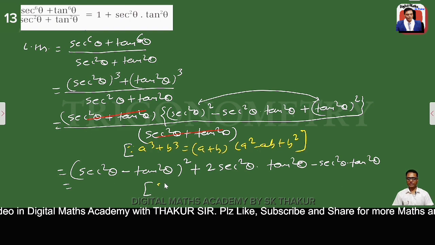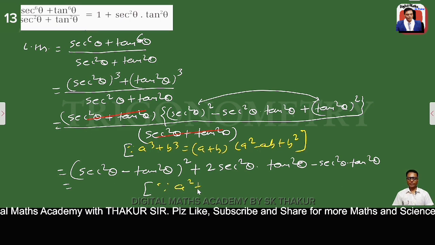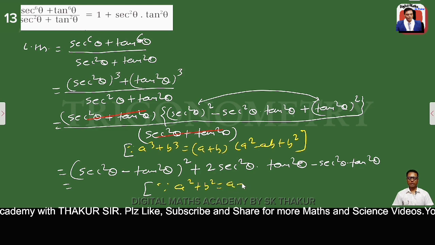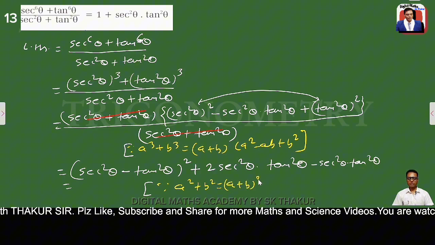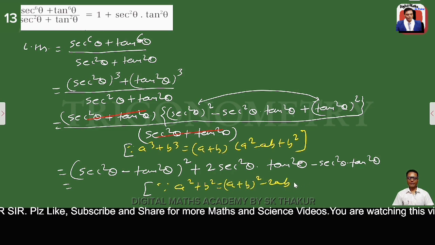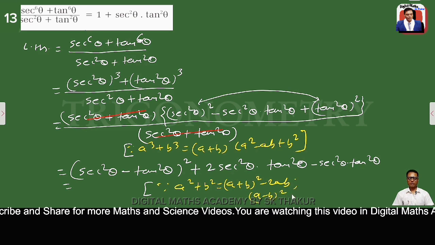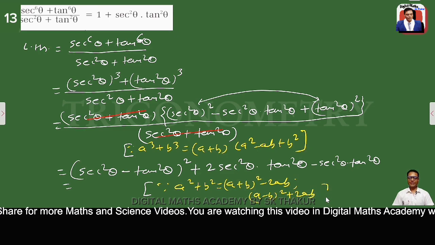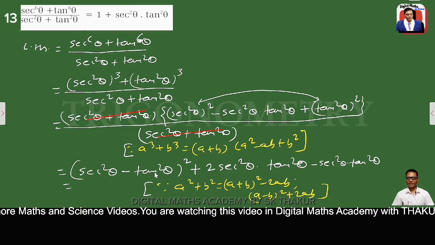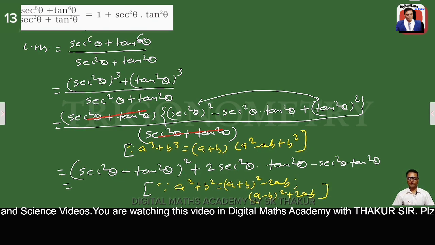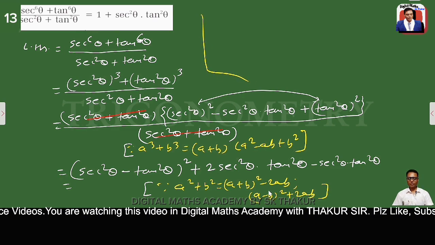First of all, the formula is a² + b² = (a + b)² − 2ab, and another is (a − b)² + 2ab. So we write the second one. Why? Because sec²θ − tan²θ = 1. So we apply the second formula.